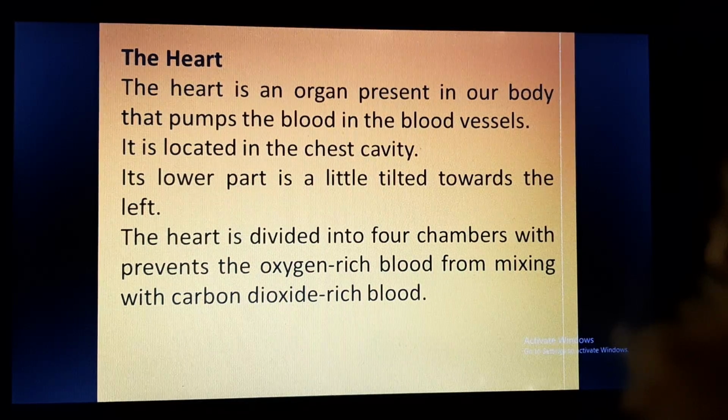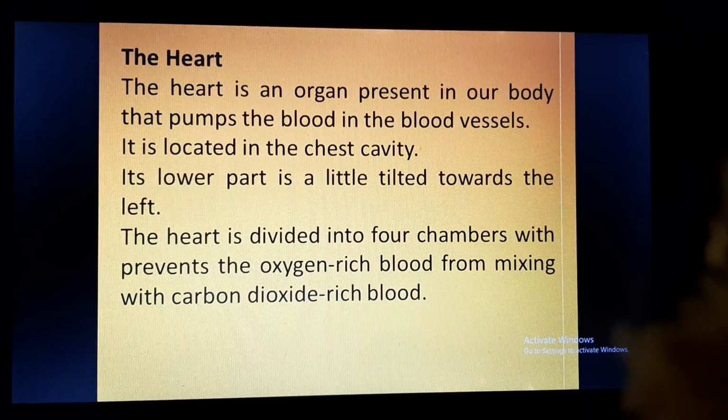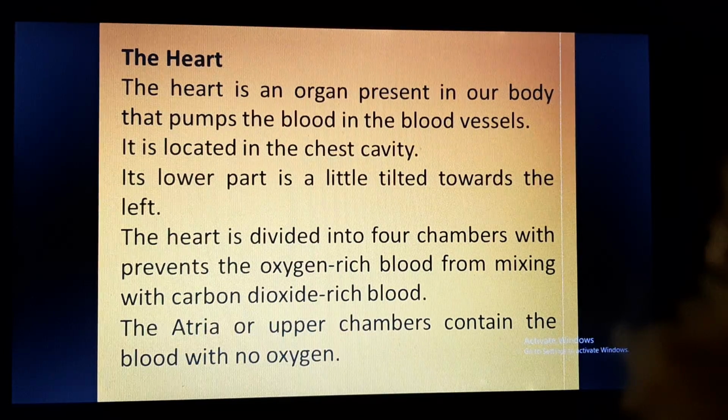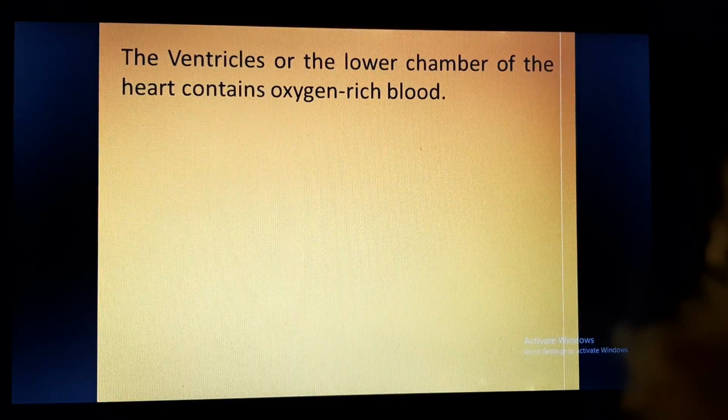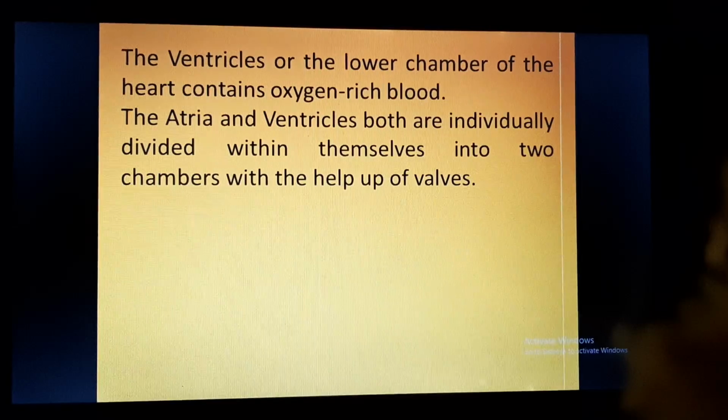So we know that in our body we have oxygen rich blood and we have carbon dioxide rich blood. Oxygen rich blood is in arteries and carbon dioxide rich blood is in veins. So now what heart is doing? Heart is pumping both the kind of blood. So now it is required to be chambered so that both the kind of blood are not mixed inside the heart. So atria or the upper chambers contain the blood which doesn't have oxygen, whereas the ventricles or the lower chambers of the heart contain oxygen rich blood.